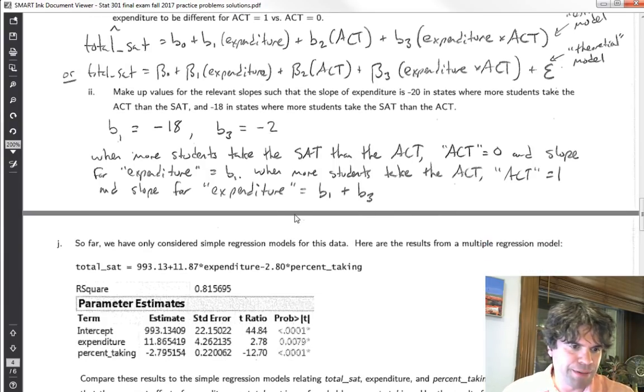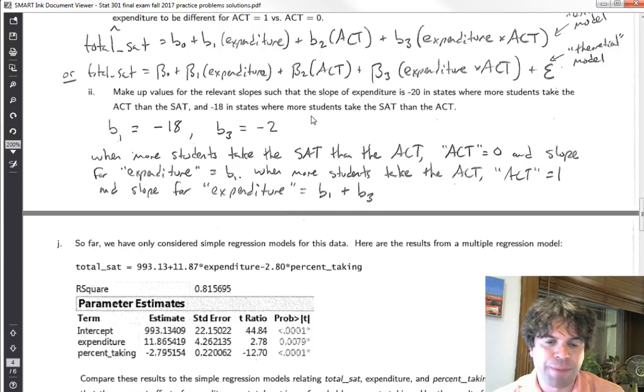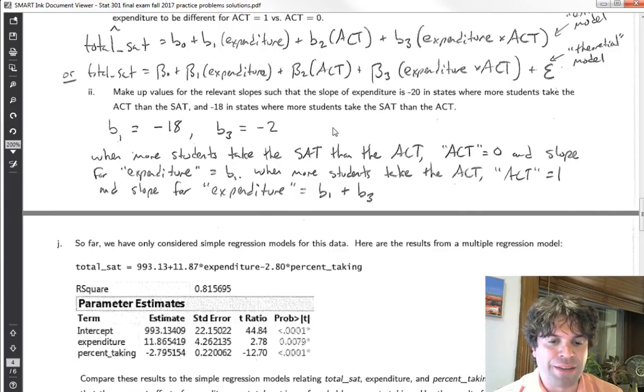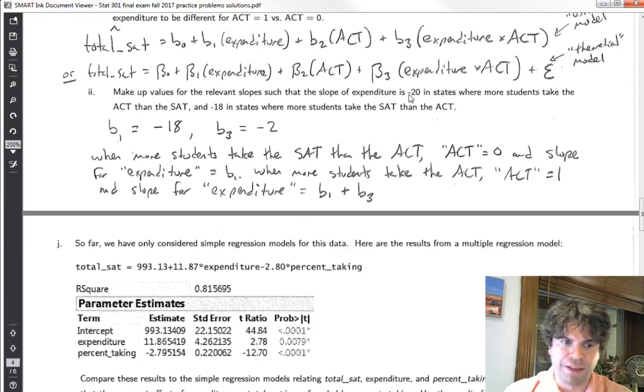Okay, and then the second part says make up values for the relevant slopes such that the slope of expenditure is negative 20 in states where more students take the ACT than the SAT, in other words, states where ACT equals 1, and negative 18 in states where more students take the SAT than the ACT, in other words, states where ACT equals 0. That's how we coded up this variable. ACT equals 1 if more students are taking the ACT. ACT equals 0 if more students are taking the SAT.